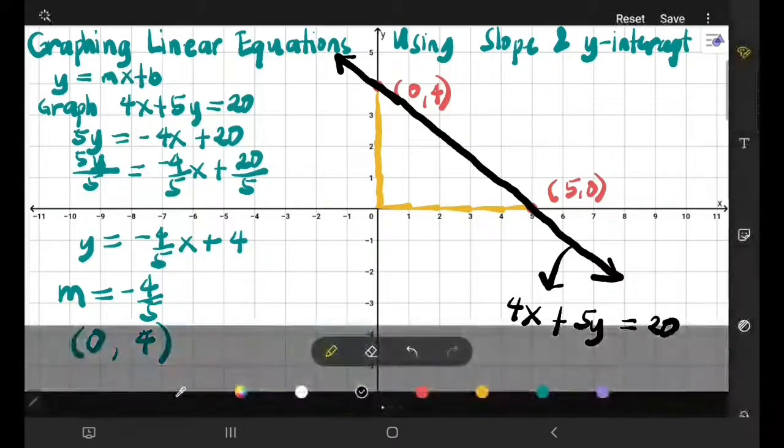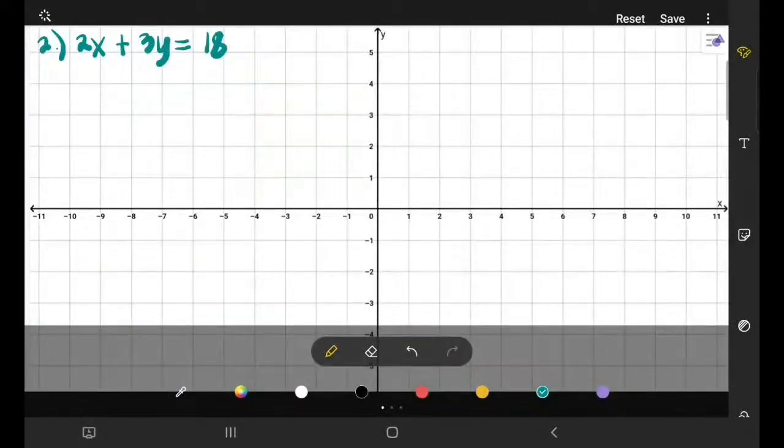So again, you need to plot first the y-intercept, and then you execute the slope to get another point. And then if you have 2 points already, you connect the 2 points and make a line. That's the graph of the linear equation. Next: 2x plus 3y equals 18 using slope and y-intercept. So first, you rewrite this into slope-intercept form.